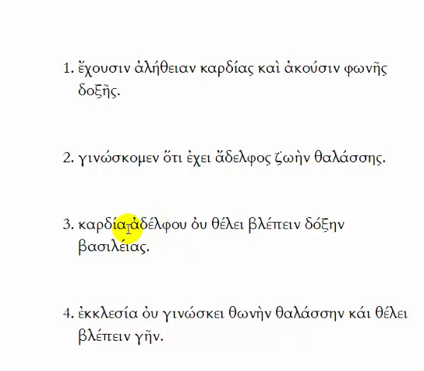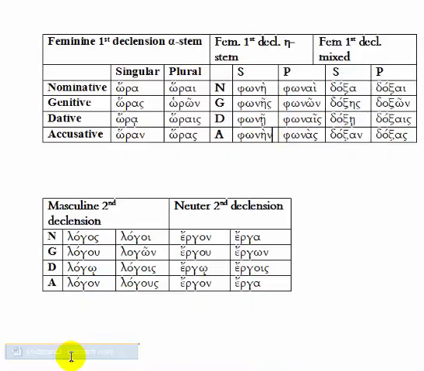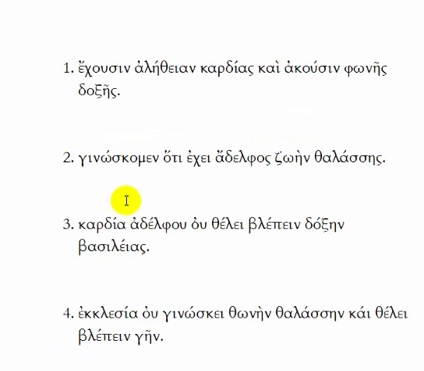So we return to this. It's heart, adelphou, adelphou. Notice that ou ending there. Let's take a look at this. We have logos, logou, genitive singular. So this tells us that that is a genitive. So it's the heart of the brother.